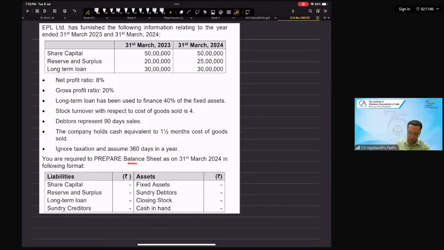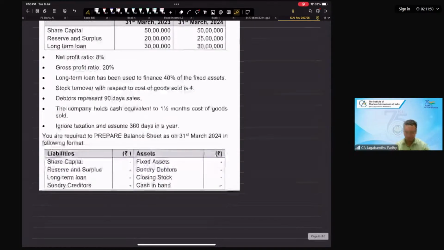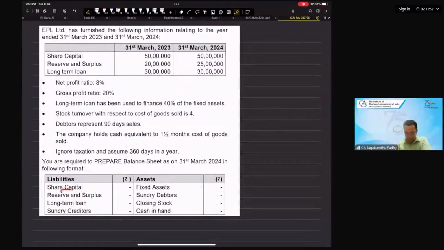You're required to prepare a balance sheet as on 31st March 2024 in the following format. We have the format as share capital, reserves and surplus, long-term loan, sundry creditors, fixed assets, sundry debtors, closing stock, and cash in hand. So we have the outline ready in front of us as to what we are supposed to calculate.